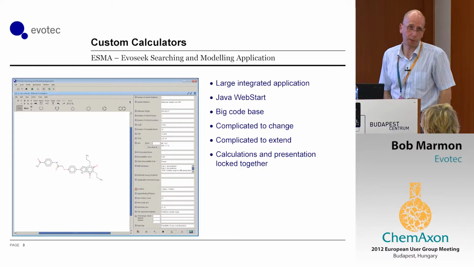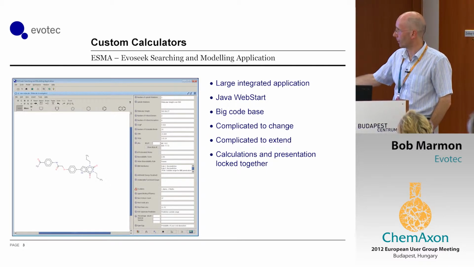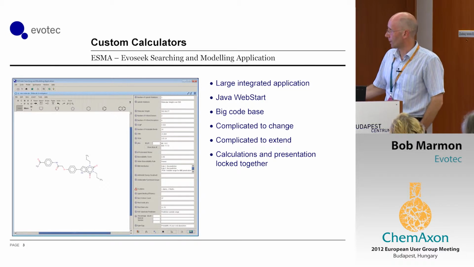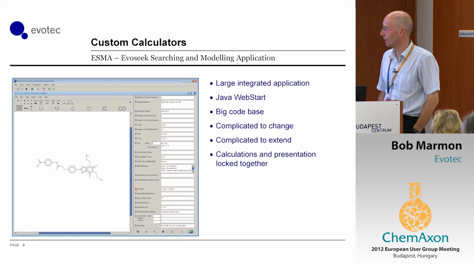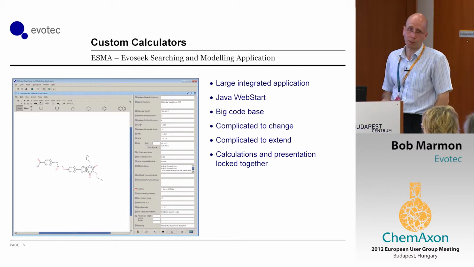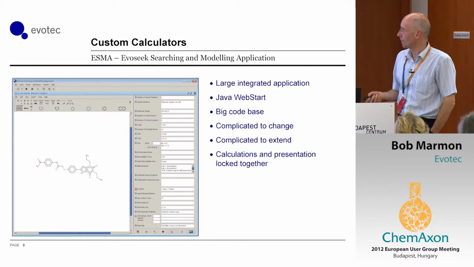This is available on all the chemists' desktops, and so the chemists can draw their structures in here, and on the right-hand side there's a selection of calculations that have been developed over the years at Evotec. And they can also use a spreadsheet view, so they can import an SD file into the application and run the same calculations on there. But it's quite a large application, and it's quite complicated to change and extend.